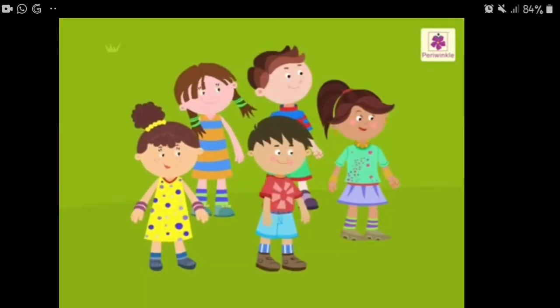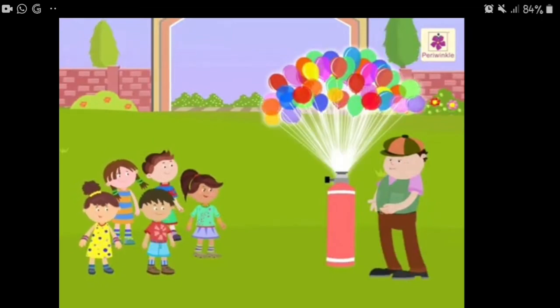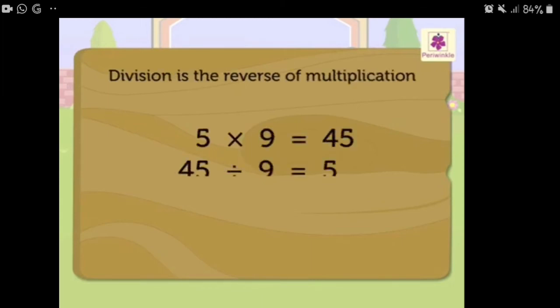Now, if there are 5 kids and 45 balloons in all, how many balloons does each kid get? Here, we divide 45 by 5 to find the quotient. 45 divided by 5 is equal to 9. Look, here we got both multiplication and division facts from the same example.